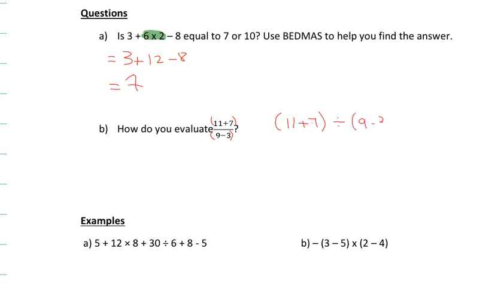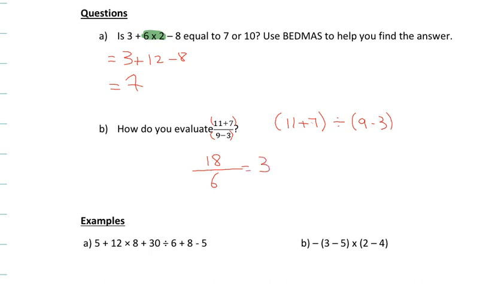Your brackets first. I do my brackets first. So same with this. Technically they don't have to put the brackets when they do it this way, but you still have to do the top by itself, the bottom by itself, then you do your division. So that's going to be 18 divided by 6, and that's going to be 3.